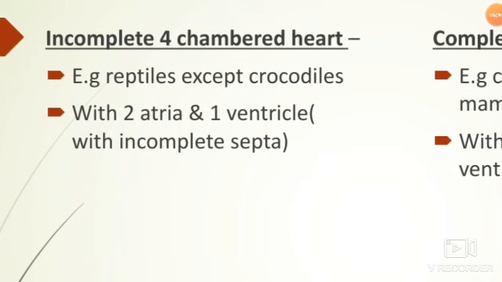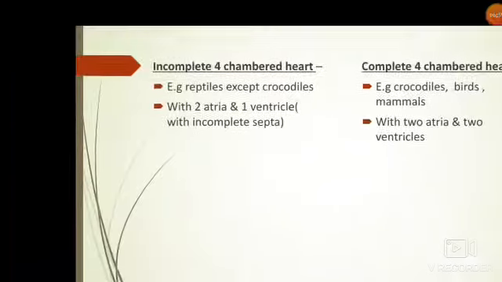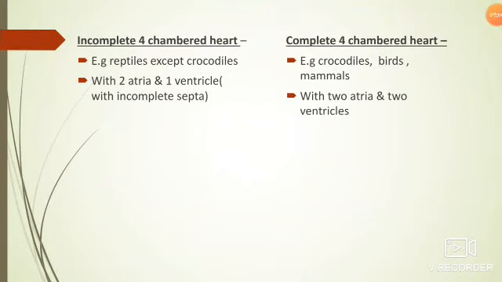Incomplete four-chambered hearts have two atria and one ventricle, and that one ventricle is with an incomplete septum. So there is also no separation of pure and impure blood. You will see this in the diagram.